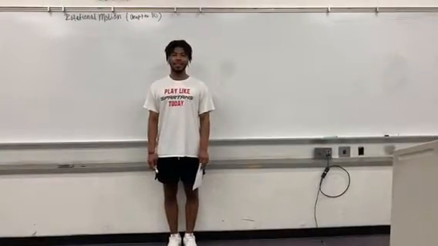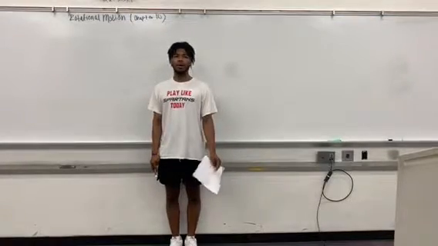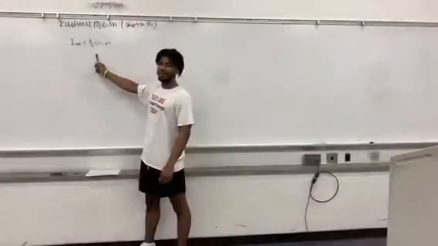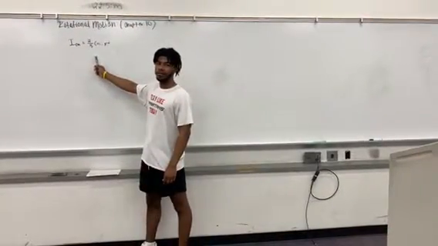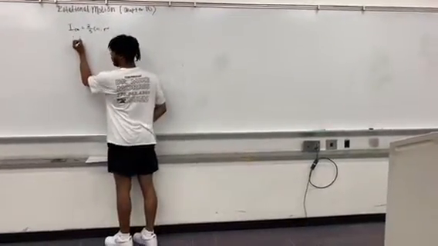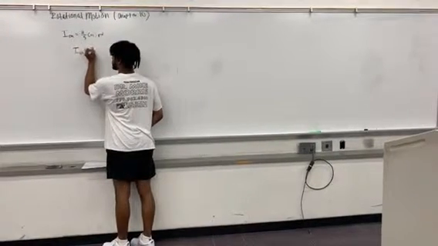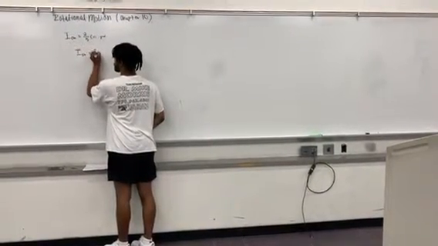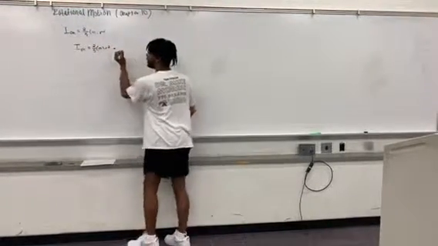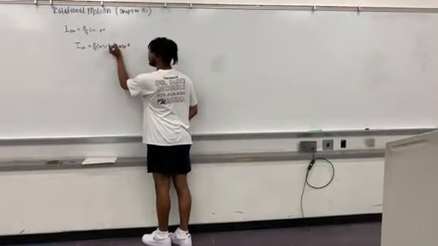Hi, I'm Eric Smith, and I'm going to show you how to calculate the moment of inertia of a solid sphere about an axis tangent to its surface. This is the equation for the moment of inertia. So for this problem, I'm going to have to do the moment of inertia plus the mass times radius squared of the ball.